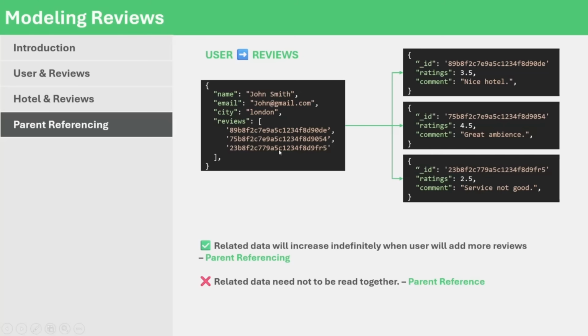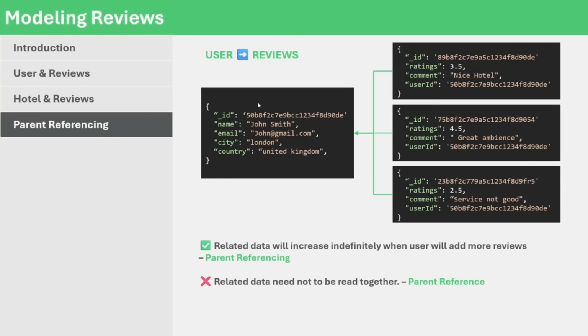So in this case, we are going to use the approach where the child document, in this case the review document, is going to store the user ID of the user who has made that review. So here the child document will store a reference to its parent document. So here we are going to use the parent referencing approach.